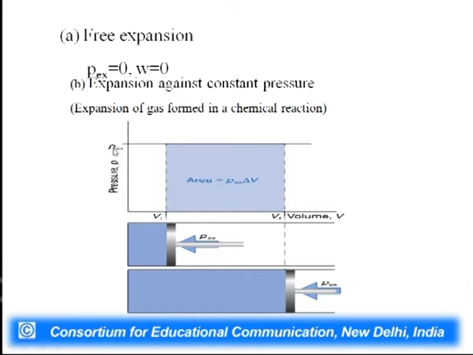When we plot pressure versus volume, this can be given by this area, where you can see that volume changes from Vi to Vf, and this is your P external. So, P external multiplied by the change in volume is your work done.